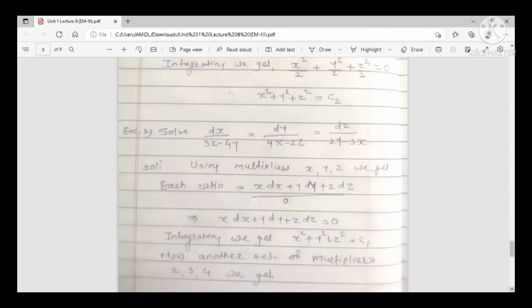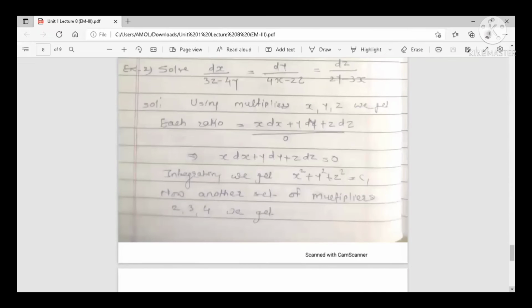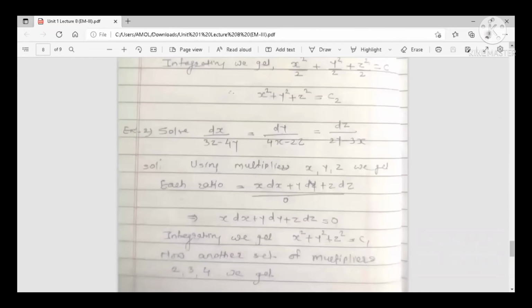Now second example. Solve dx upon 3z minus 4y is equal to dy upon 4x minus 2z is equal to dz upon 2y minus 3x. Now you choose a set of multipliers so that after multiplying by these multipliers and adding, the denominator term has the value 0. Now using multipliers, here x, y, z. So x, y, z are the multipliers.